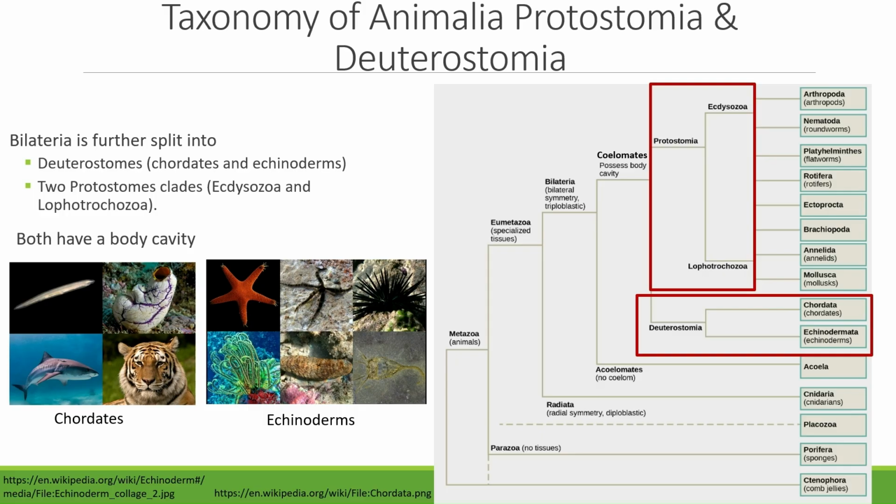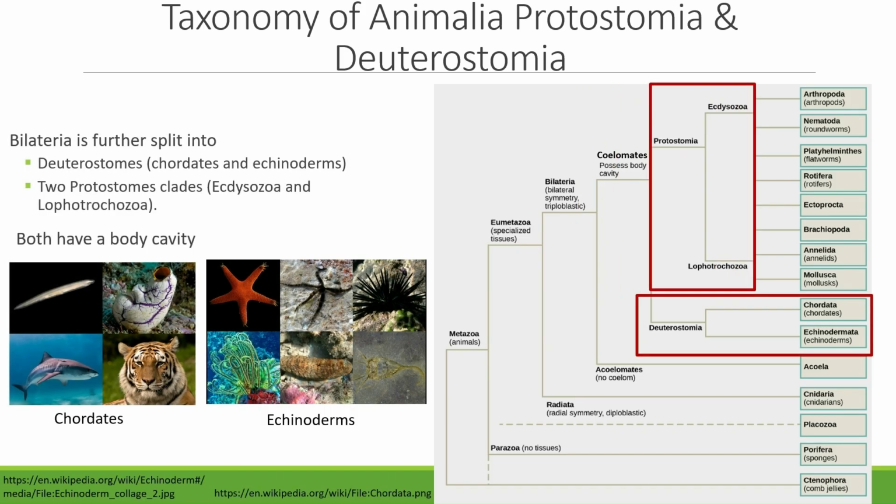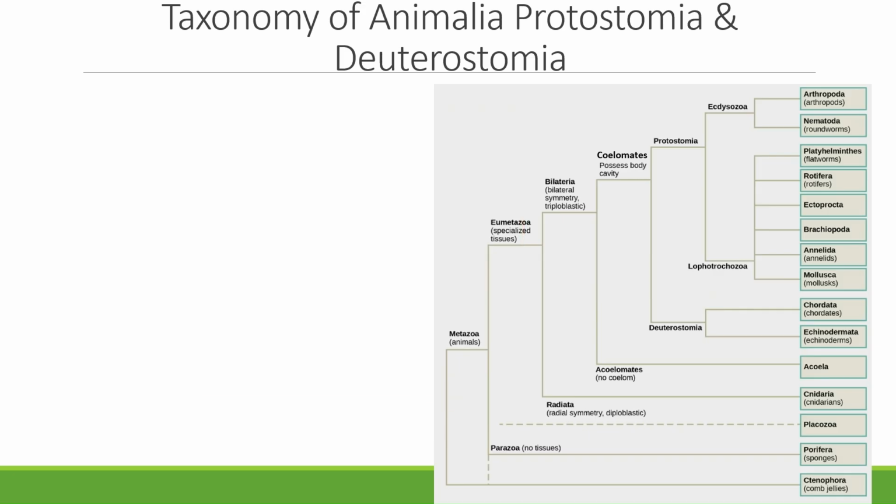Protostomia first are broken up into two clades, the ecdysozoa and, sorry, let me back up here. I think we removed the image of the two. The ecdysozoa and the lophotrochozoa. The ecdysozoa is made up of the arthropods, such as crustaceans, beetles, and millipedes.